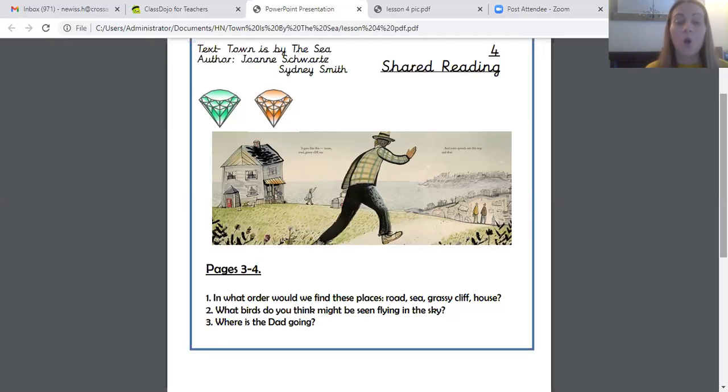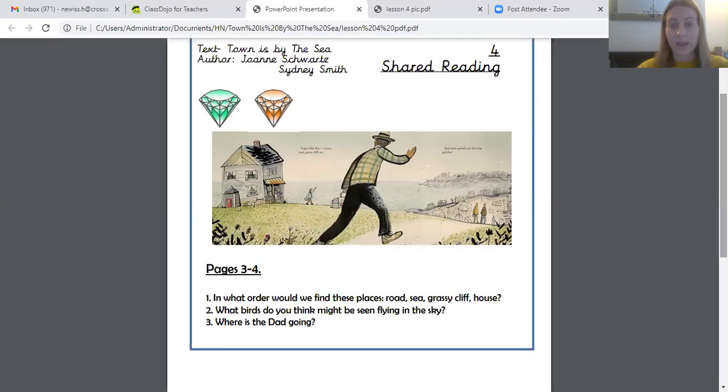Number 2, what birds do you think might be seen flying in the sky? So you've got to think about where the picture is taken. What's the setting of our story? What sort of birds might you see there? And number 3, where is Dad going? Now that's entirely up to you to come up with your own view. I know we've had a good chat about it, looking at the clothes they're wearing, looking at the picture and the houses and the funny buildings. So you have a think yourself. You may or may not agree with me, and you need to write me a full sentence to tell me where Dad is going.